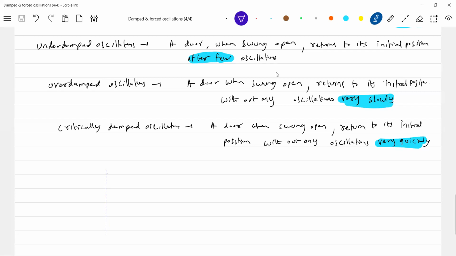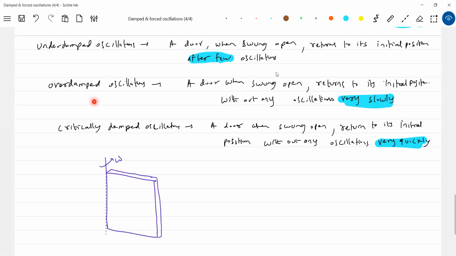Sir, what is a door? How does it translate? Please don't ask. You must know the physical world in which you are living. Don't tell me, sir, what do you mean by door oscillation? You must know this one. You just give a push and release it. If the door returns back after oscillating one, two, three, say after 5, 6, 10 oscillations, then it's underdamped.